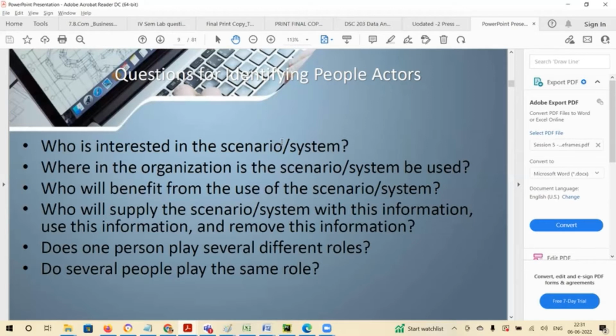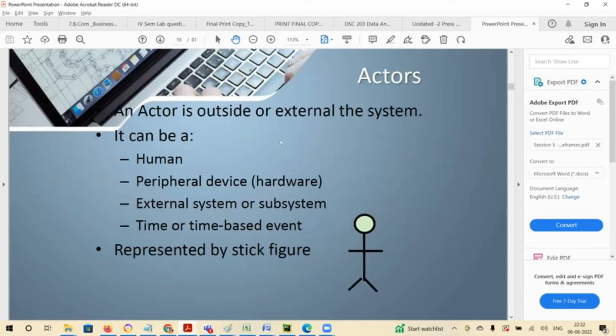Does one person play several roles? So we look at the role, not the person, right? If one person plays several roles, you talk about the roles, not one person. You can't say that one person will also manage the ATM and also withdraw cash, right? Do several people play the same role? So you will have only one representation, okay, of the actor.